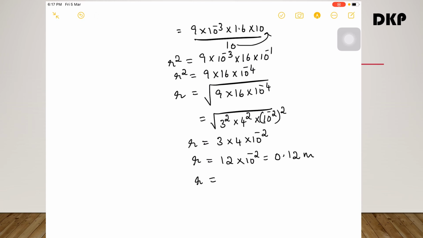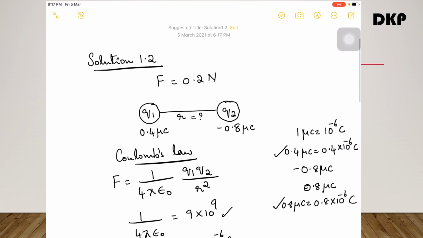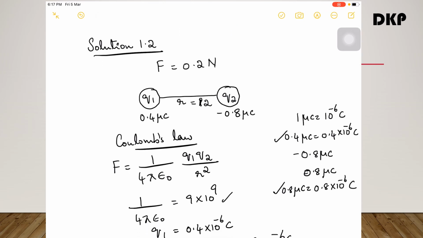So you have to change that to centimeter. For changing that to centimeter, 0.12 into 100, which is equal to 12 centimeter. So this is the answer. 12 centimeter is the distance between these two charges. This is the distance between the charges Q1 and Q2.